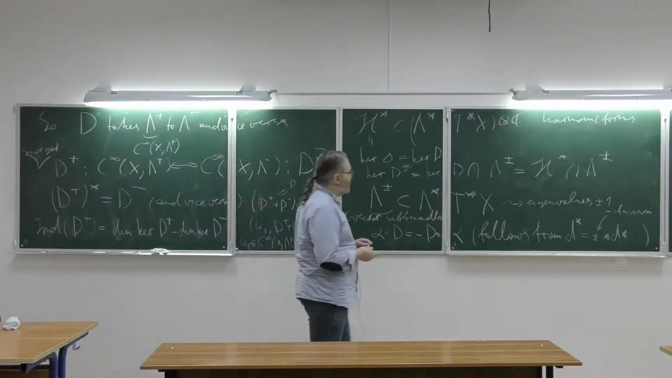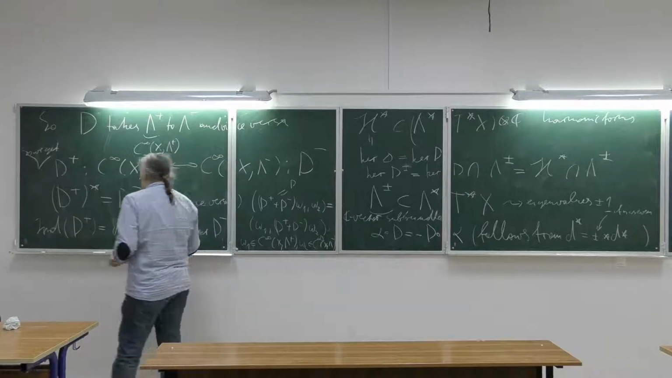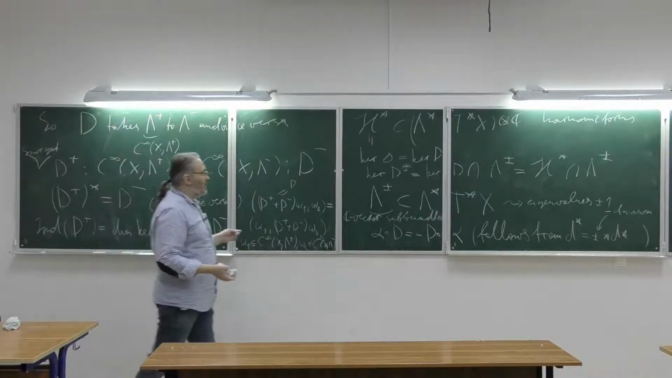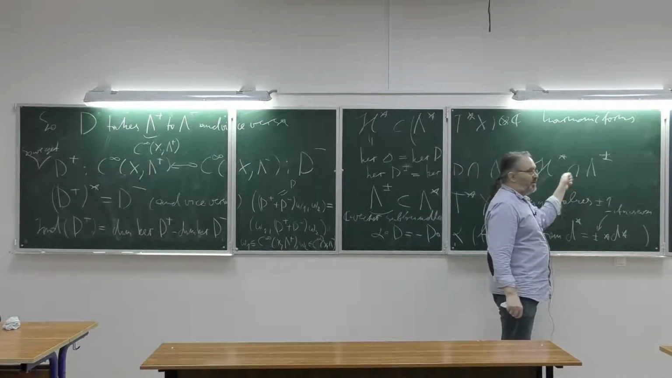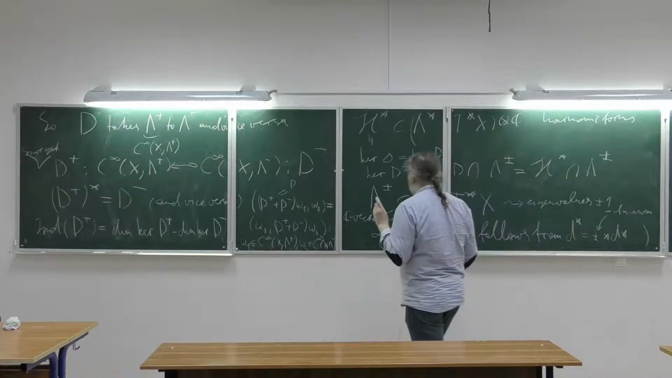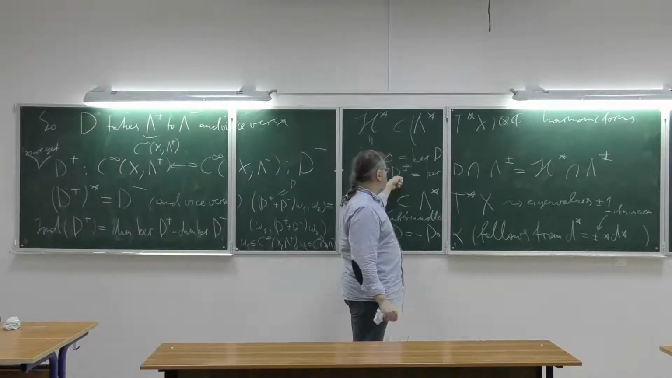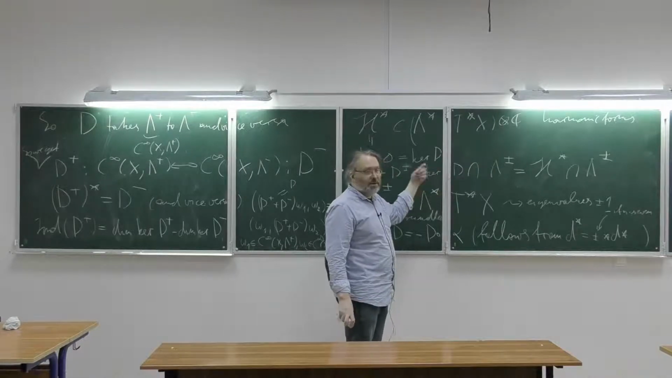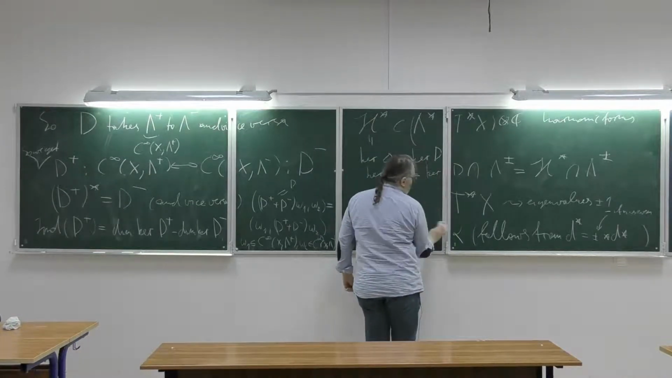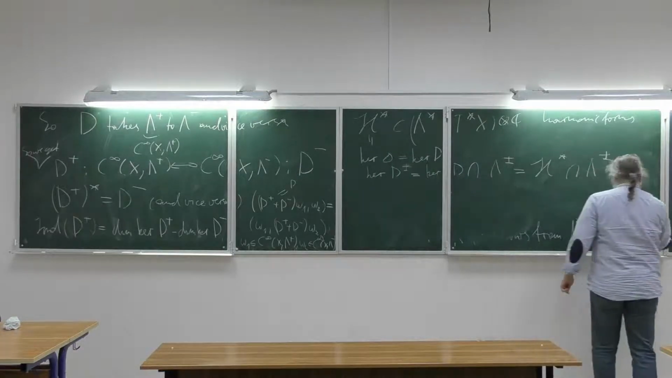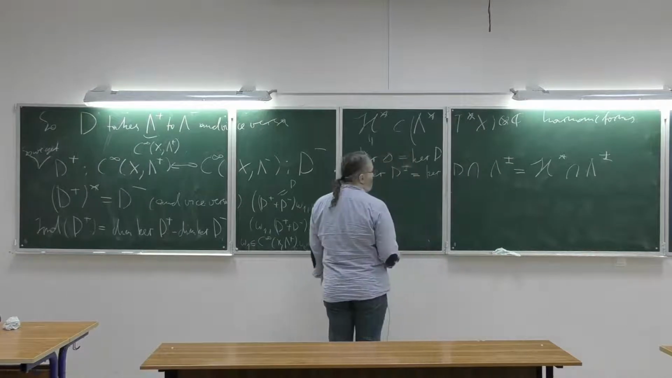Okay, now we want to calculate the dimensions of these spaces, and we want to prove that the dimension of the kernel of d plus minus the dimension of the kernel of d minus is the signature.